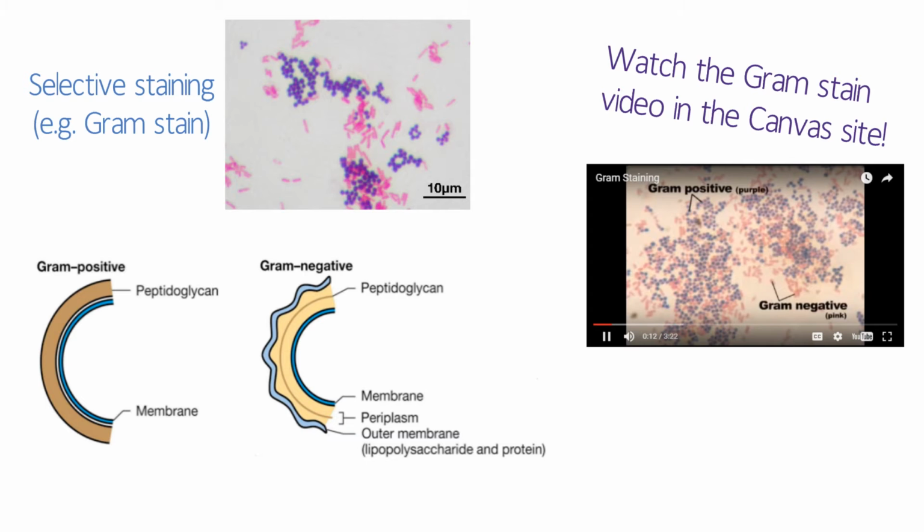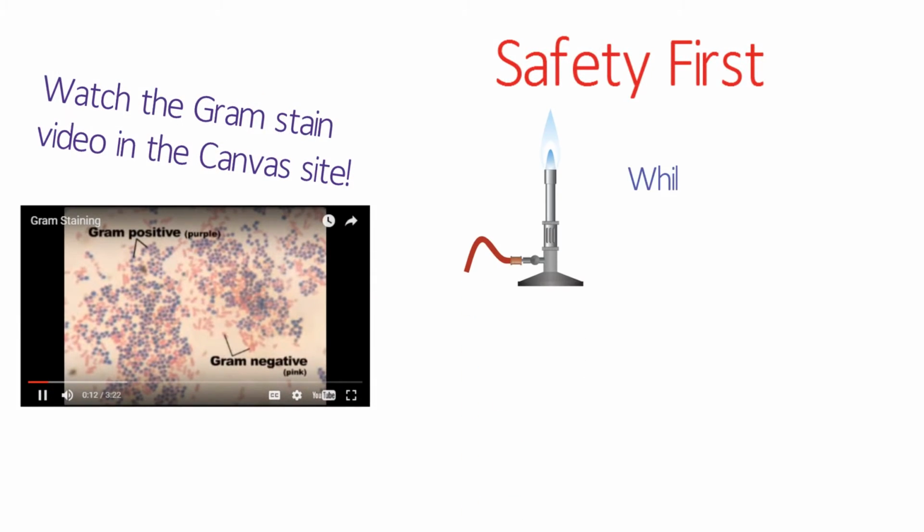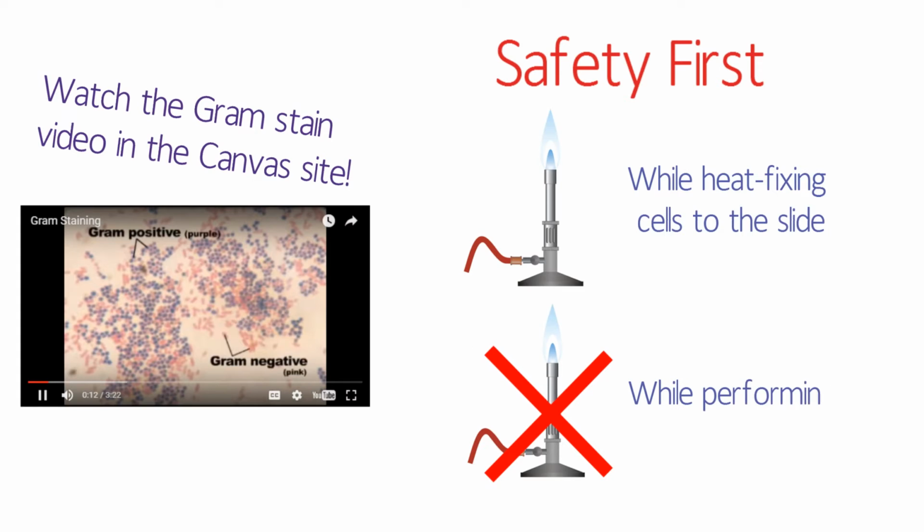It will be really important to use the Bunsen burners correctly in the practical so that we're safe. You'll need to use the Bunsen burners to prepare your slides, but you must switch the Bunsens off when you start the Gram stain protocol, as the chemicals we're going to use are flammable.